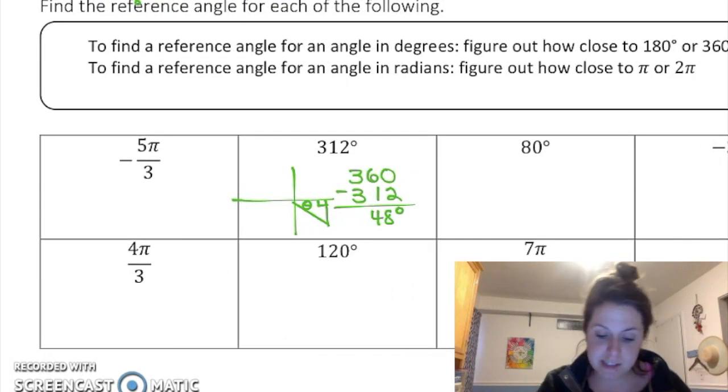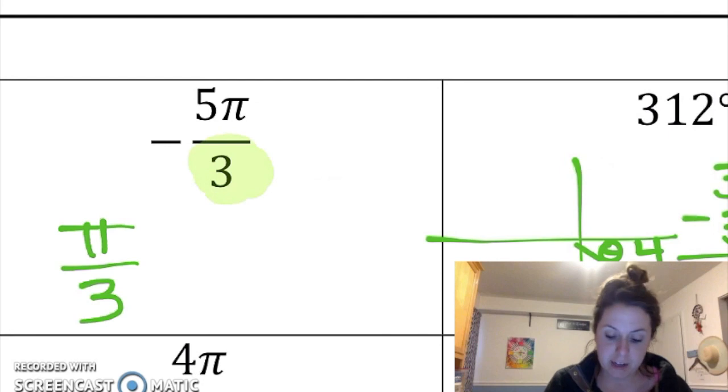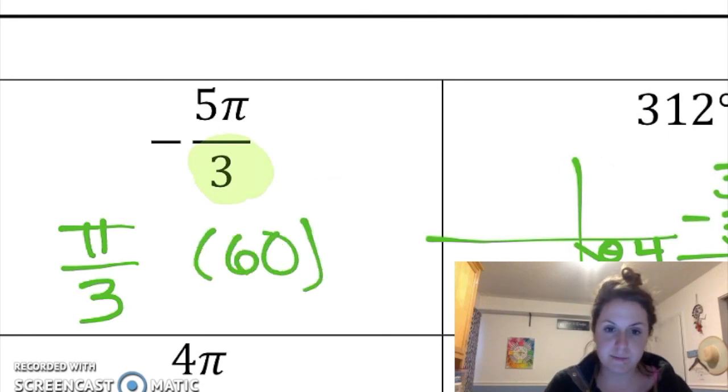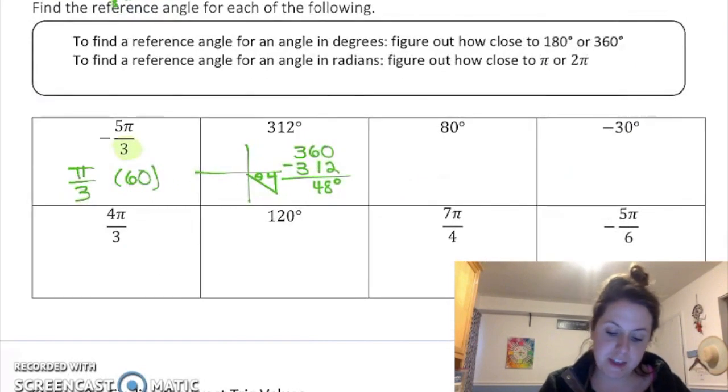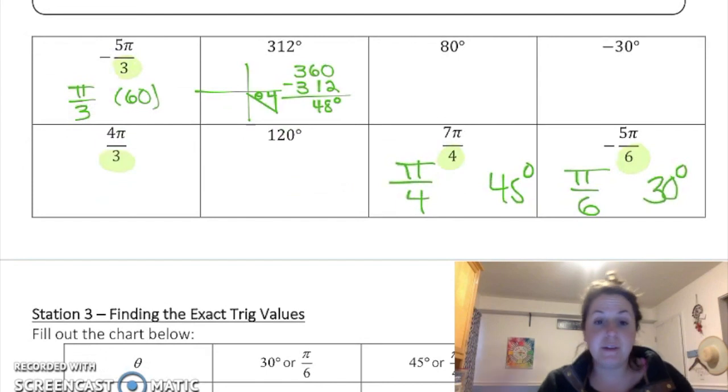Now, with radians, you can always convert that into degrees, but here's a fun trick. If it's over 3, your reference angle is pi over 3, which is 60 degrees, right? If it's over 4, your reference angle is pi over 4, which is 45 degrees. And if it's over 6, your reference angle is pi over 6, which is 30 degrees. But remember, you can always convert.